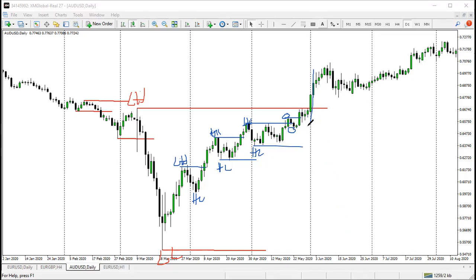So here with this example, they broke structure. So now they broke the major structure. Now it means we are back to marking the major structure. We are done with the small structure.